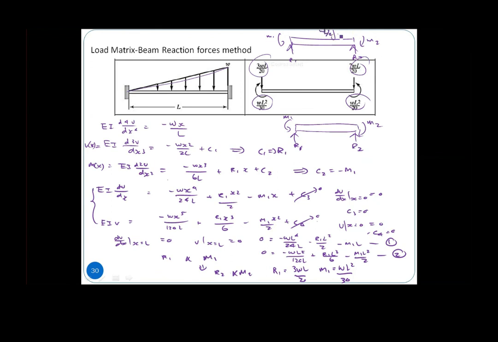WL over 2 happens at L over 3 here. So from here we can find our so-called R2. We use R1 plus R2 equals WL over 2. And we can also use the moment method.